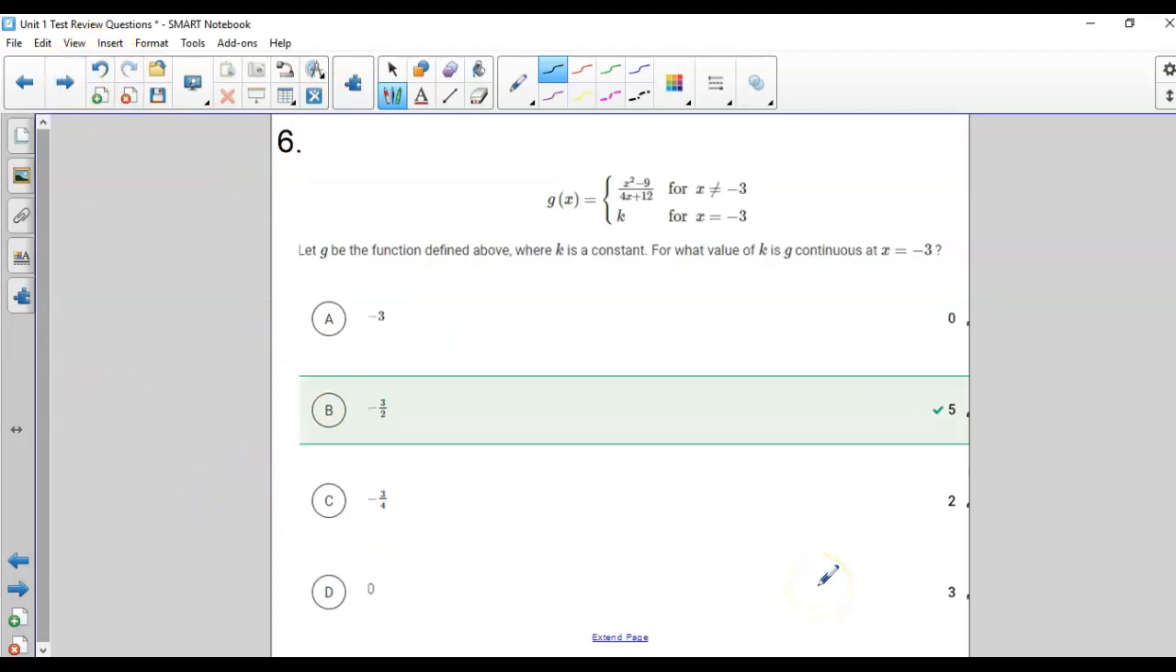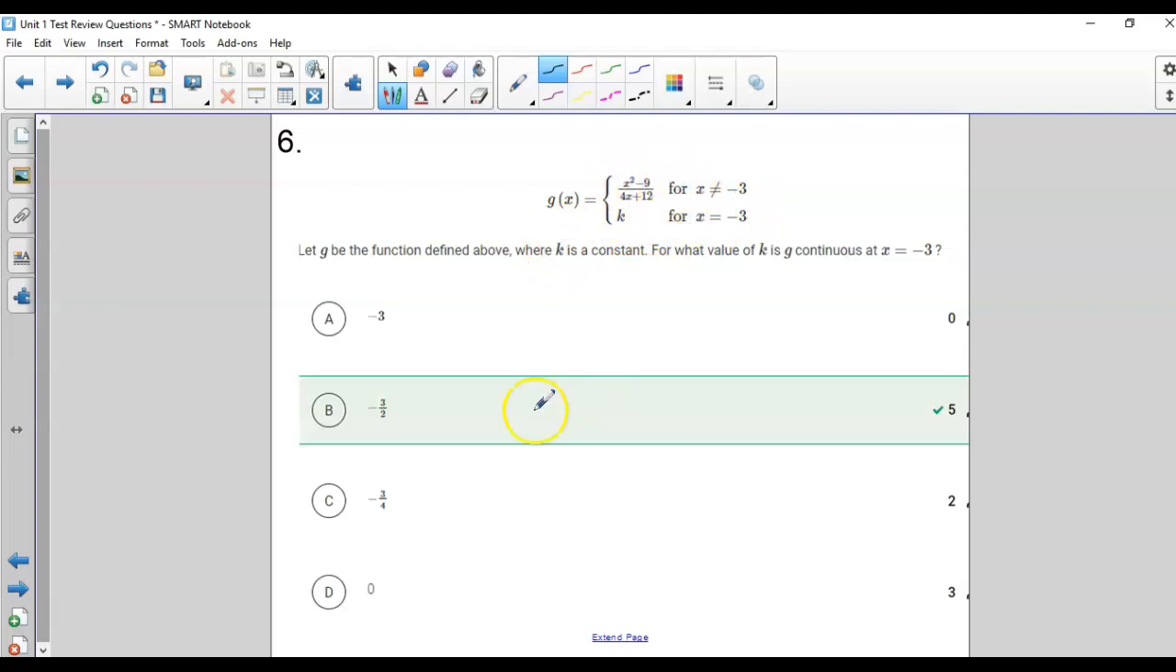For number 6, we have a piecewise function here, and it says let g be the function defined above where k is a constant. For what value of k is g continuous at negative 3? So you can see here that this is one of those piecewise functions where really this right here is our function. We use it everywhere except x equals negative 3. So k is just a dot to fill in that value.